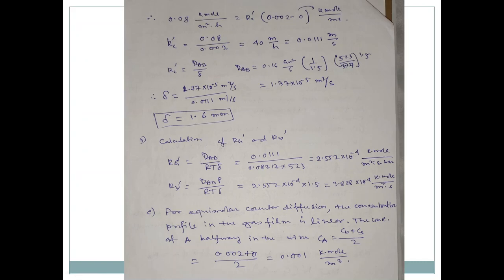That value will be given. People will do some experiment at a particular temperature, and they will report this one. Then using this correlation, we have to calculate the dAB at process condition, and this is the way. For gas phase, we know this relation, so that's why we are putting this. So finally, dAB will be 1.77 into 10 to the power minus 5 meter square per second. So delta equal to dAB by Kc. So delta equal to 1.6 millimeter.